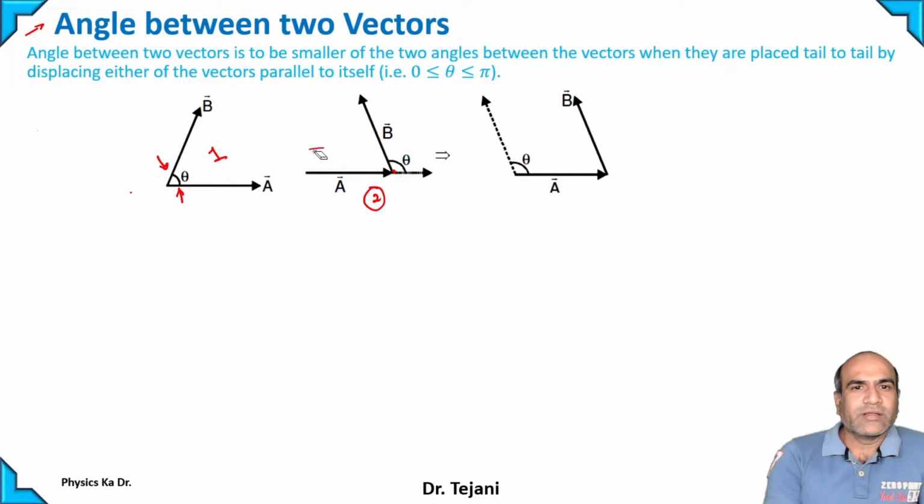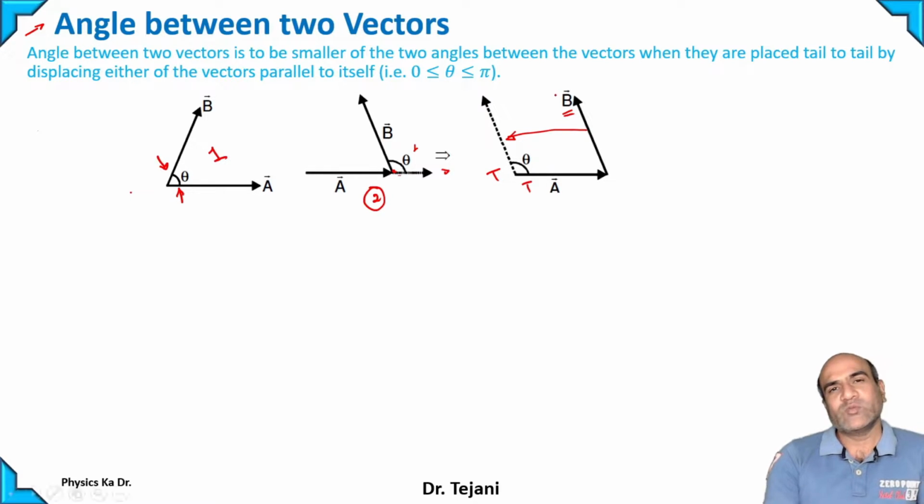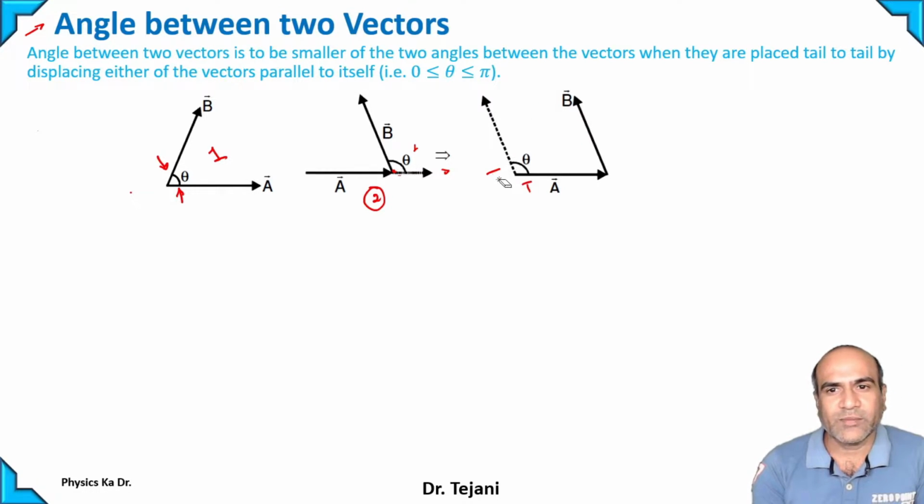or we may extend this vector, and we can measure this angle as theta, right? In the third case, if you see, vector A is here, vector B is here, so there is a head and tail connection. In this case, we need to move vector B to the opposite side, and therefore there must be a tail to tail connection. Tail to tail is mandatory here. Otherwise it cannot work.